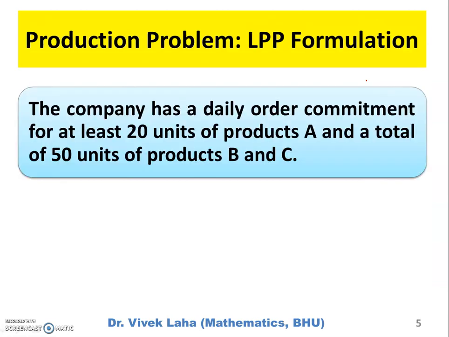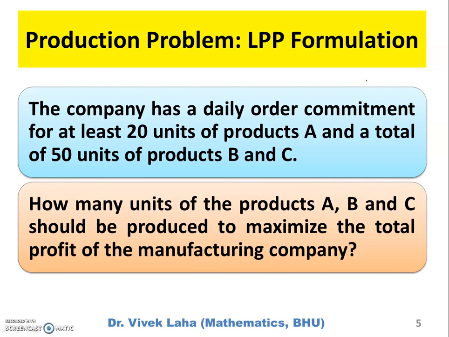Now the company has a daily order commitment for at least 20 units of product A and a total of 50 units of products B and C. The question is how many units of the products A, B, and C should be produced to maximize the total profit of the manufacturing company.